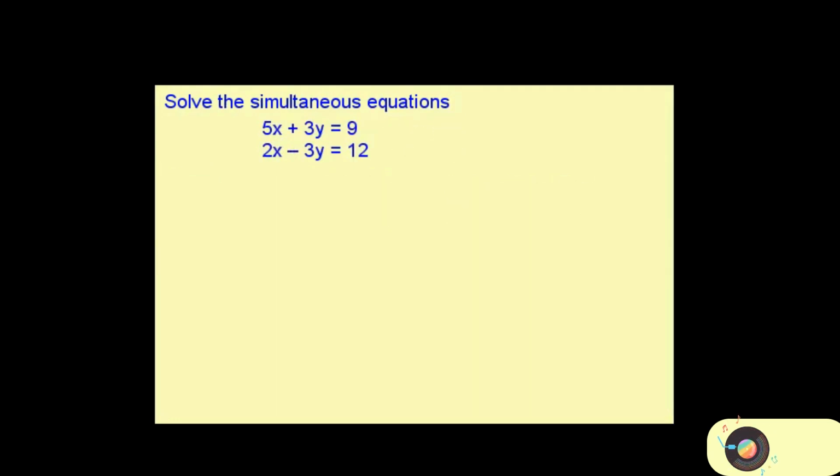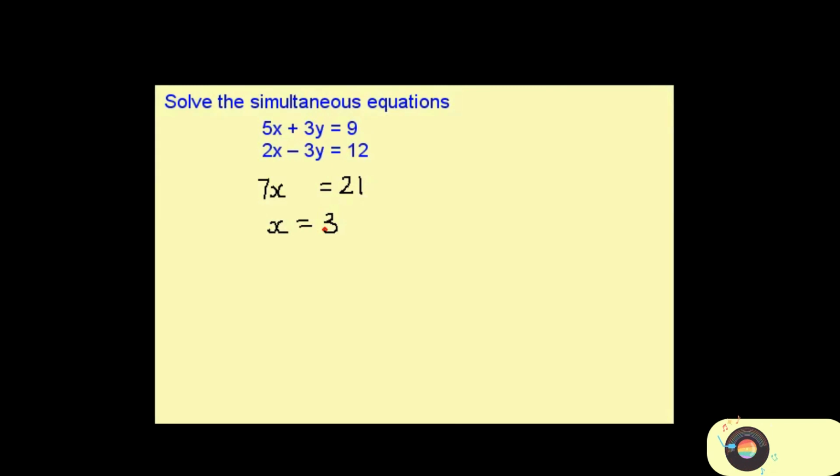In this second example, I can see that it would be quickest to eliminate y because the coefficient of y is already the same. To eliminate y, I need to add these two equations together. Adding them gives me 7x, then 3y add minus 3y gives me nothing, and 9 add 12 gives me 21. If 7x is 21, x is equal to 3.